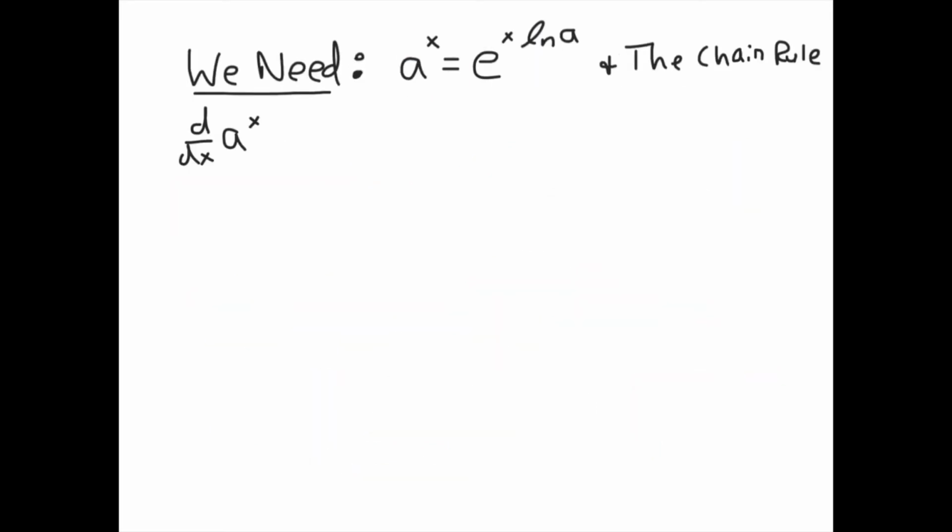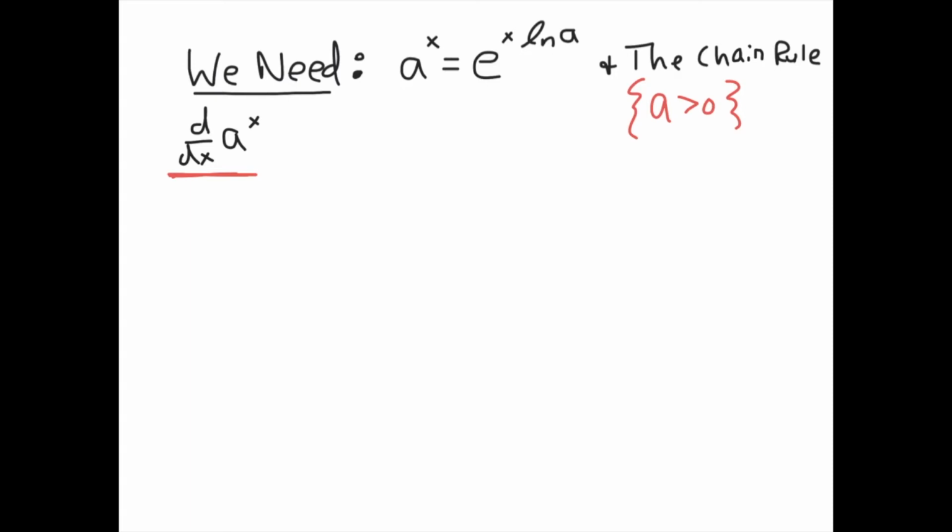So what we need to look at for this one is we're going to try to take the derivative of a to the x, where a is greater than 0. So a could be any positive number. It could be 1/2, it could be 85, it could be 1,000, 1,000 to the x. And there's a little bit of a trick to this. And also we're going to use the chain rule. So those are the two things that we need. We need this little trick and we need the chain rule.